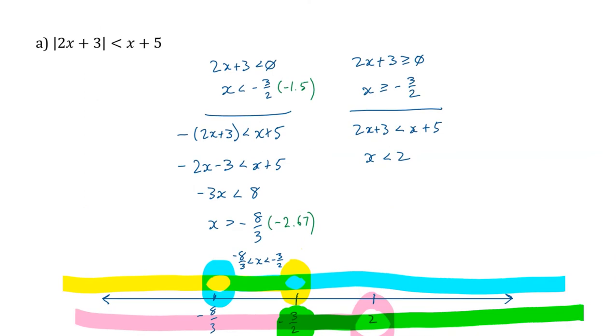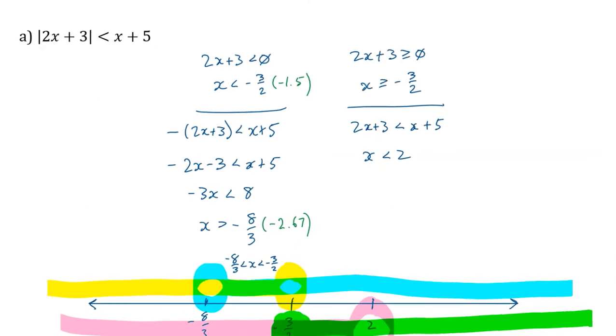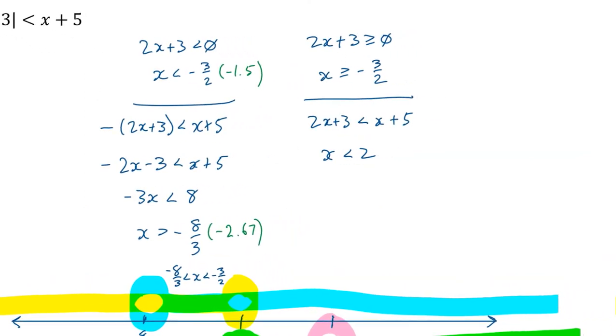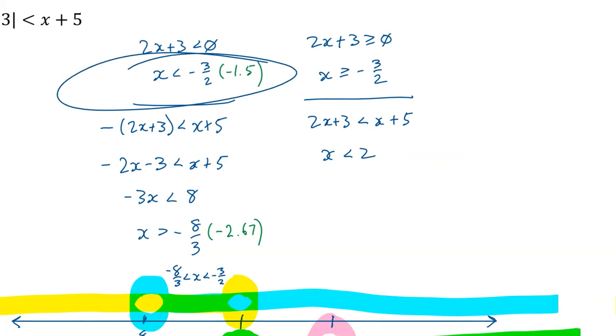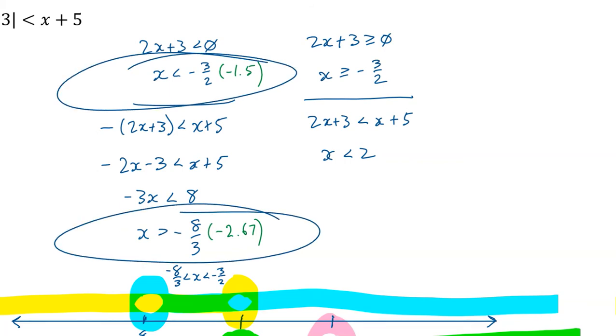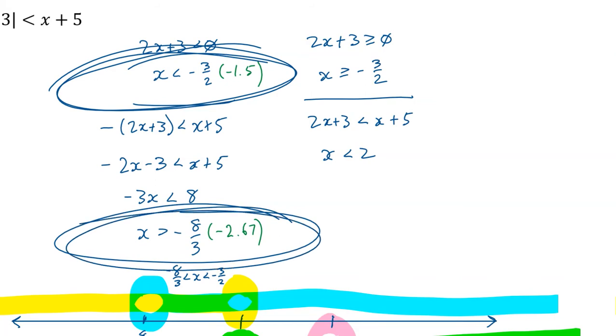I'll talk about this again because this is only the first time you've seen it and it might not make a lot of sense yet, but when you're looking for the solution to the case, it has to satisfy both of these, right? It's not one or the other. Numbers that are less than negative 3 over 2 and greater than negative 8 over 3 would be all the numbers if it was an or, but this is an and. It has to satisfy both. It has to be this and this.